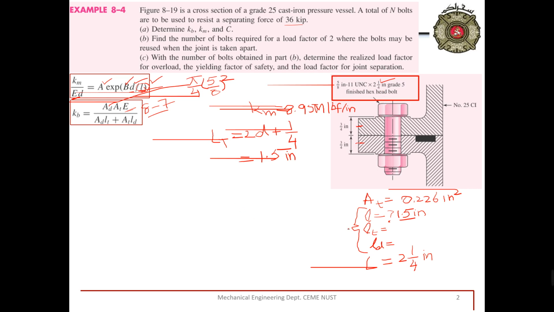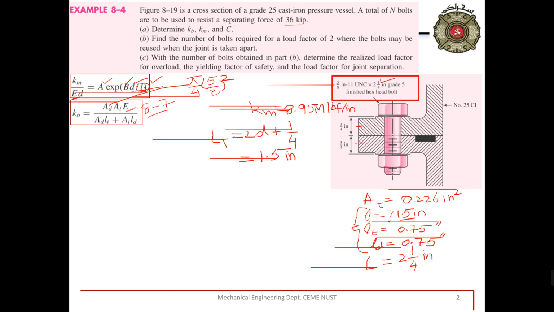So the length of unthreaded region, which is equal to LD, comes out to be 0.75. We have total length, we have length of unthreaded region, we have grip. The length of threaded region within the grip will be 1.5 minus 0.75, which gives again 0.75 inch. Don't forget to write units.